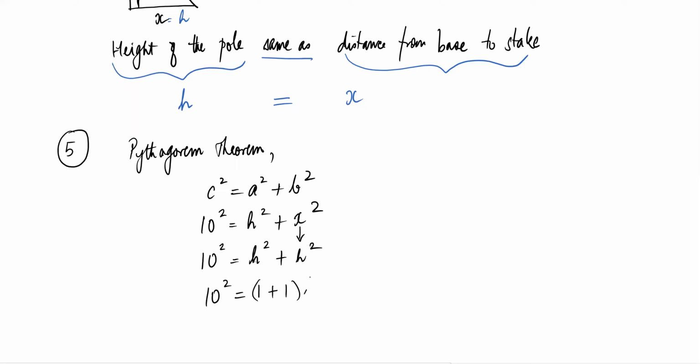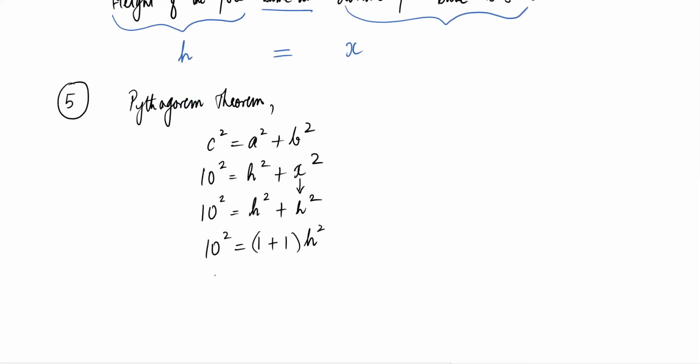So just trying to show you, that was 1 plus 1 with the h squared. So 10 squared is 2h squared. 10 squared is 100. 100 equals 2h squared. Are we going to use the quadratic formula for this? Well, you could use it, but remember, we always want to choose the easier method.